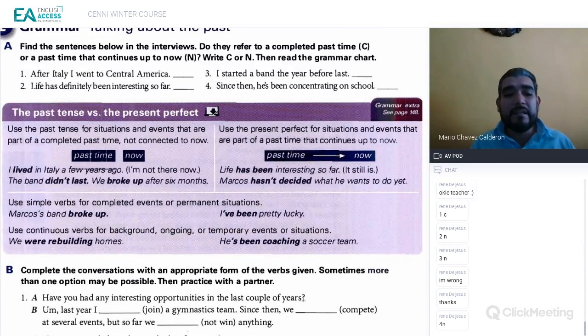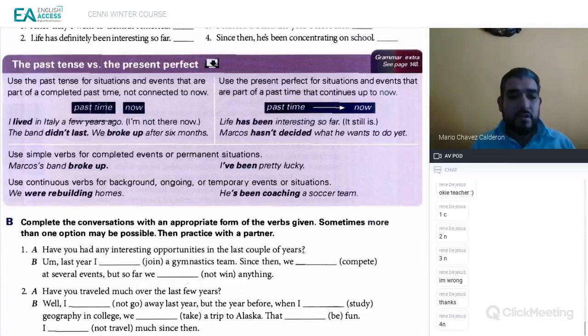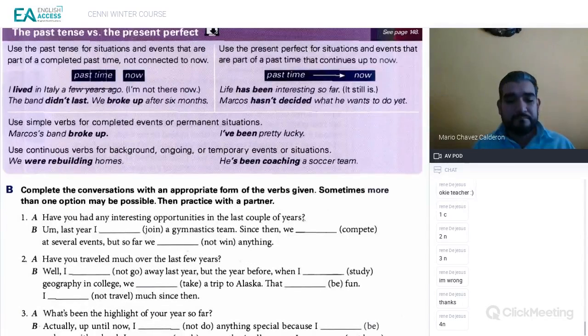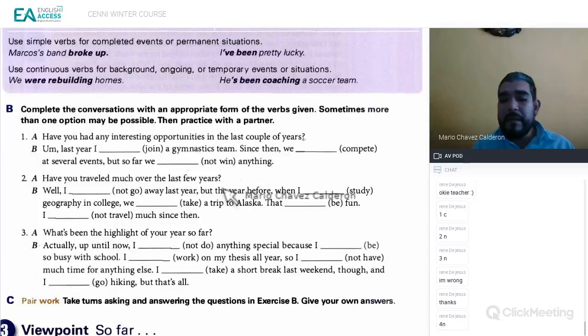Use simple verbs for completed events or permanent situations. Use continuous verbs for background, ongoing, or temporary events or situations. For example, Marcos' band broke up. I've been pretty lucky. We were rebuilding homes. He's been coaching a soccer team. Okay? Now we need to complete these sentences. Here on the chat, complete the conversations with an appropriate form of the verbs given. Sometimes more than one option may be possible.